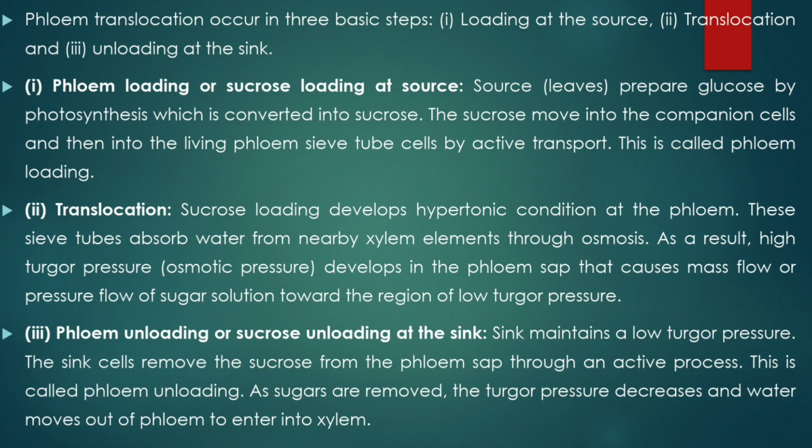Source means leaf prepares glucose by photosynthesis, which is converted to sucrose, because generally the photosynthetic product which moves or translocates is in the form of sucrose. Sucrose moves into the companion cell and then into the living phloem sieve tube cells by active transport, means by expenditure of energy, and this is called phloem loading. At first the food is prepared in the leaf, then transported to the companion cell, then to the sieve tube cells by active transport, that means by expenditure of energy.